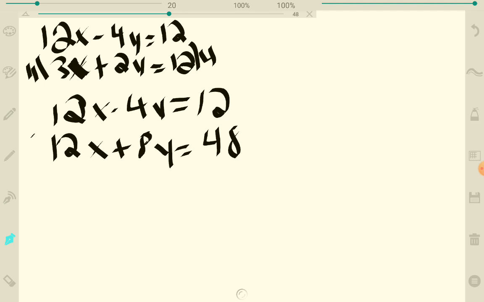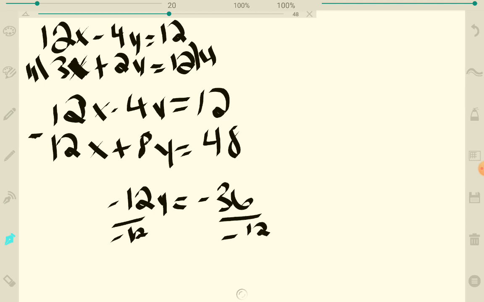We would have to subtract, and we get negative 12y equals negative 36. We divide each side by negative 12. We get y equals 3.